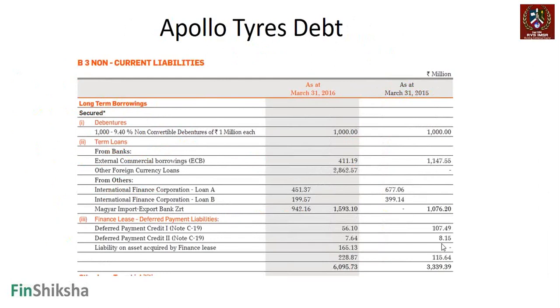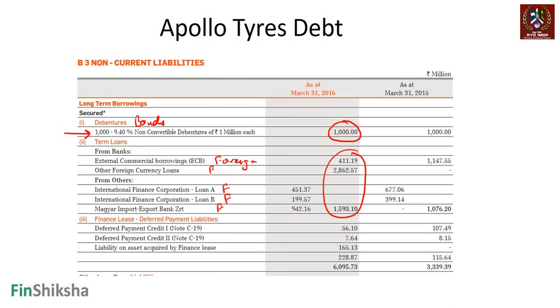And this is a breakup of the 609 crore only and the long-term borrowings. We find that about 100 crore or 1000 million is debentures, non-convertible debentures. So these are kind of bonds that are issued, and that's 100 crore. Then from banks, they have external commercial borrowings. This is foreign, right? Other foreign currency loans is foreign. IFC, and Magyar Import-Export Bank is all foreign, right? So all this is the foreign currency loan.